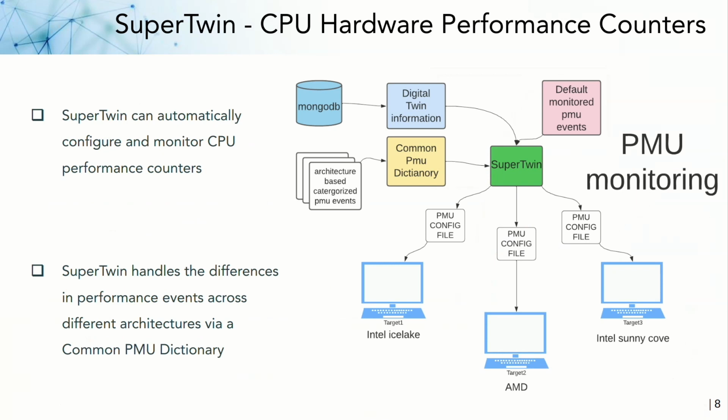SuperTwin is also able to automatically configure and monitor the performance counters of a target system CPU. The SuperTwin tool tackles challenges like the differences in hardware performance event naming across different architectures by introducing a common PMU dictionary to keep the naming of performance events consistent for the user.